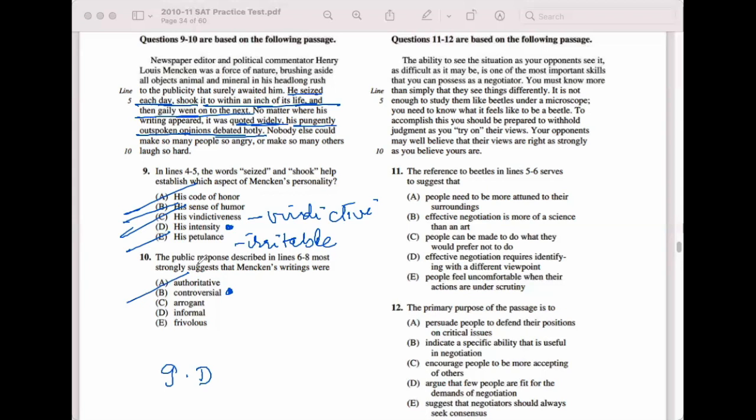Arrogant doesn't fit the context. We are talking about his writing. So arrogant is not the right word for it.